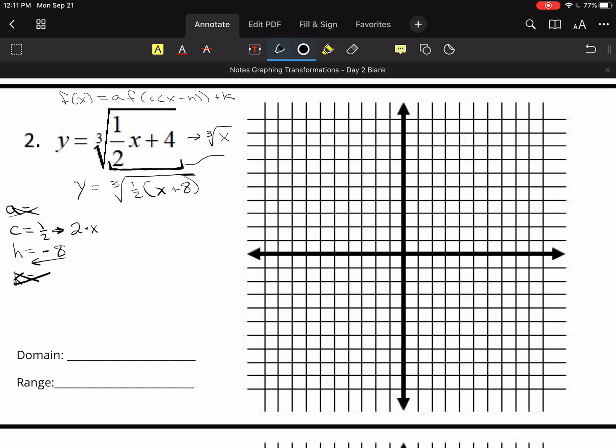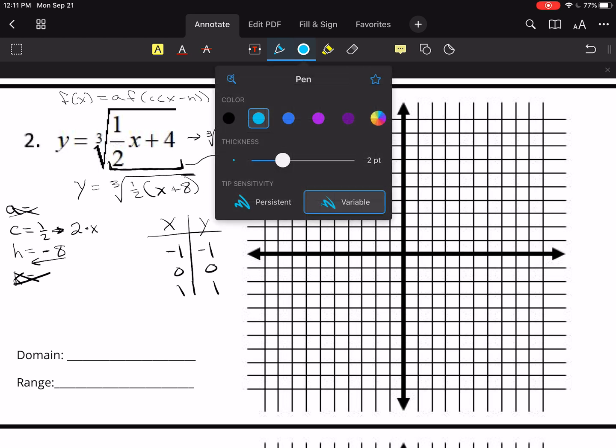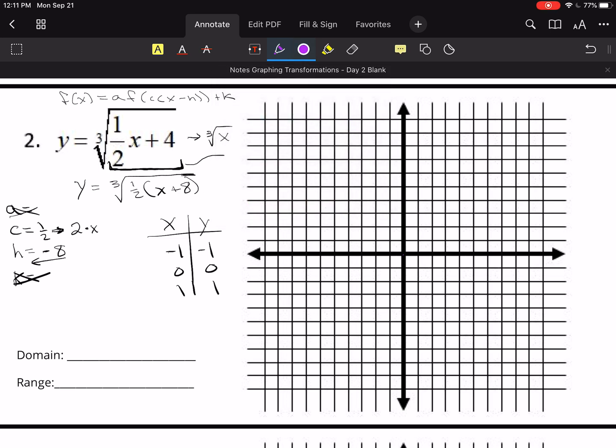Now, let's set up our table of values. So again, cube and cube root, I really just care about those 3 main points: (-1, -1), (0, 0), (1, 1). So let's graph that parent function real quick. Do purple. So (0, 0), (1, 1), (-1, -1). And I have this basic shape.